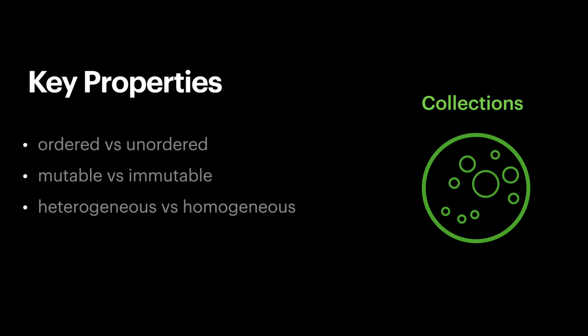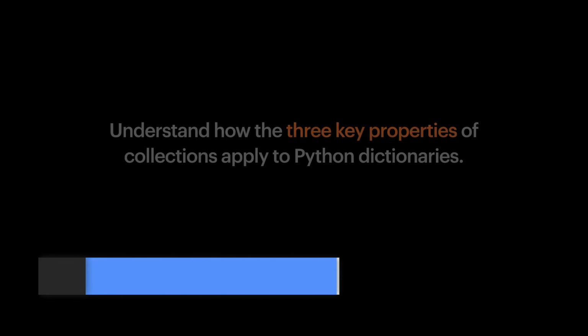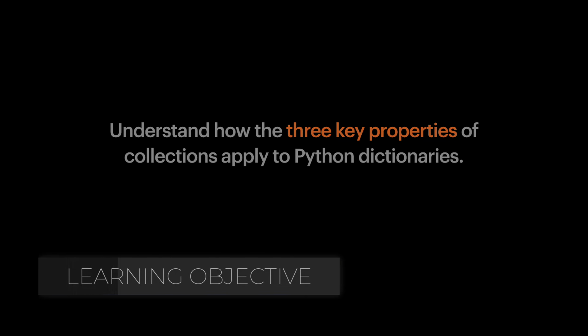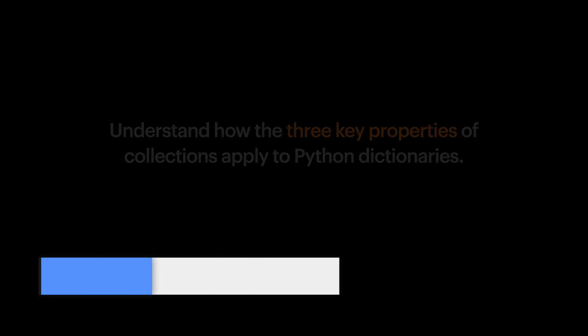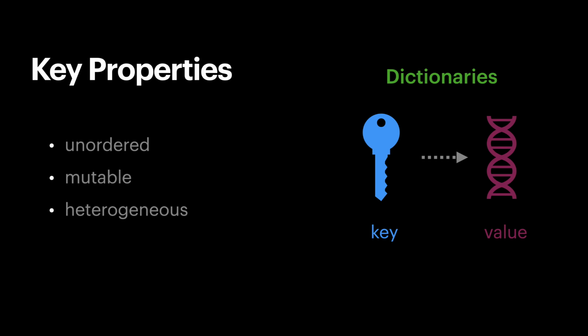Also, recall from the overview that there are 3 key properties of Python collections. A collection can be ordered or unordered. A collection can be mutable or immutable. And a collection can be heterogeneous or homogeneous. Our learning objective today for the study session is to understand how the 3 key properties of collections apply to Python dictionaries. As we proceed, keep in mind that Python dictionaries are unordered, mutable, and heterogeneous collections.